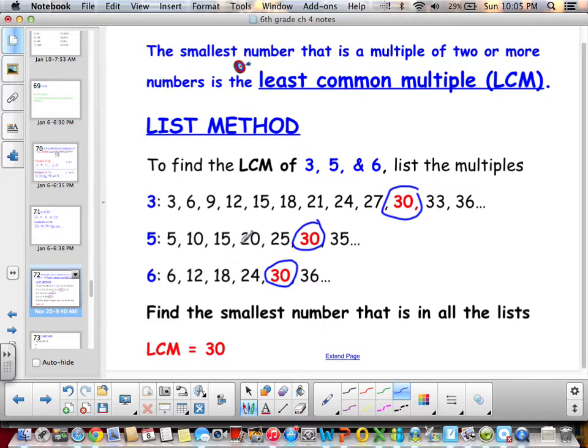So we see 18 is in these two lists, but it's not in this list. 15 is in these two, but not in this one. So it has to be in all three. Now if we kept going, there would be other common multiples, but we are looking for the first one, or the least number. So the least common multiple of 3, 5, and 6 is 30.